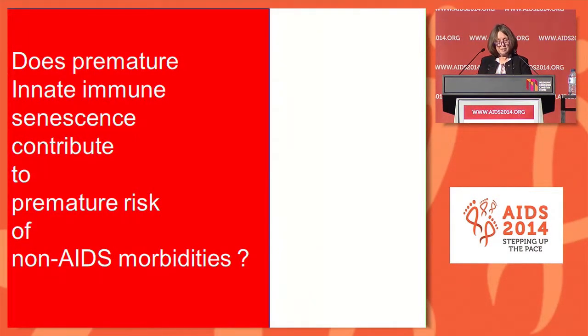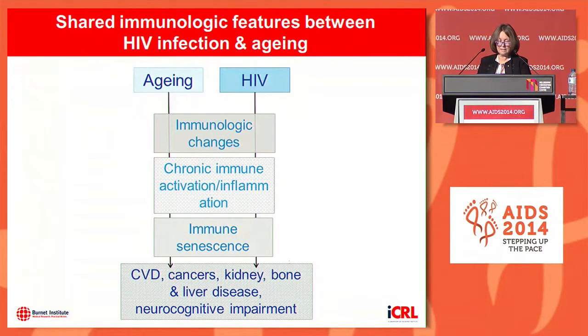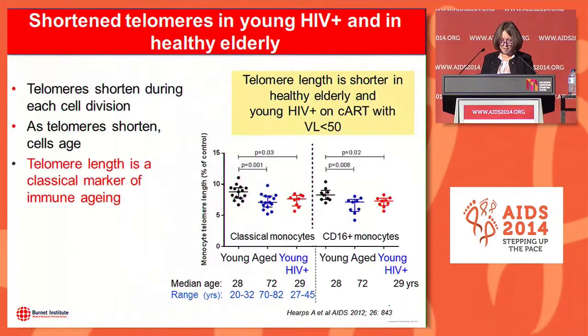I'd just like to finish by asking, does premature innate immune senescence contribute to the premature risk of non-AIDS morbidities? Well, both ageing and HIV can result in immunological changes that are associated with chronic immune activation and inflammation, and in both you see evidence of immune senescence, although there may be a little difference in the two populations. And these are linked to the risk of all the diseases that we heard about in Dominique's presentation.